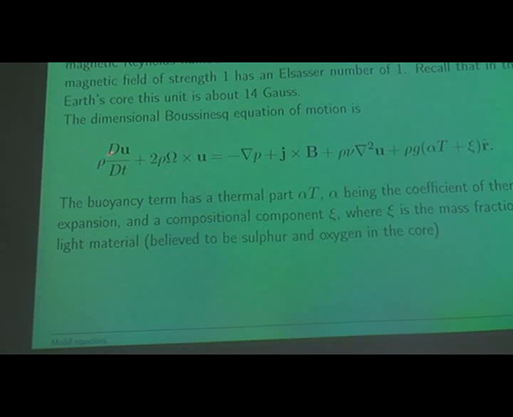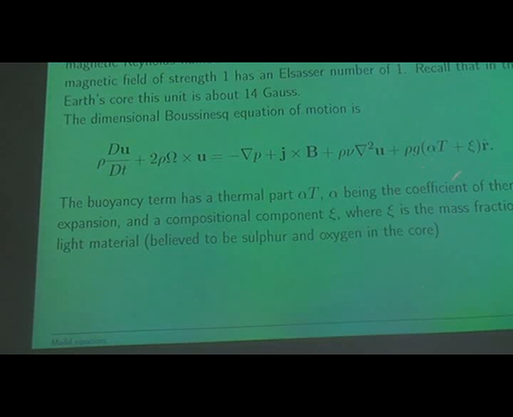And here we've got the dimensionless Boussinesq equation of motion. Now, most of the other talks have been concentrating on the induction equation, so perhaps we haven't discussed this as much yet. This is the Boussinesq equation of motion here. So there's the inertial term, Coriolis term, pressure, Lorentz force, and viscous force. And here are the buoyancy forces.